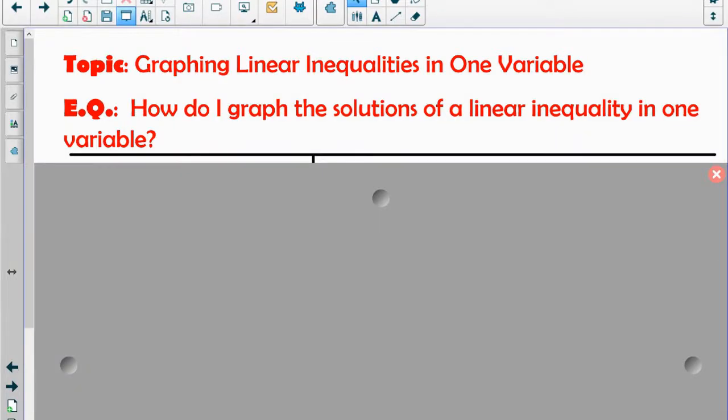Hey, today our topic is graphing linear inequalities in one variable. Our essential question is, how do I graph the solutions of a linear inequality in one variable?